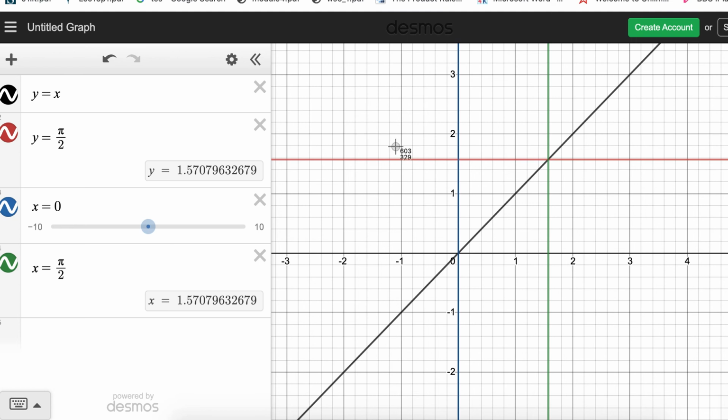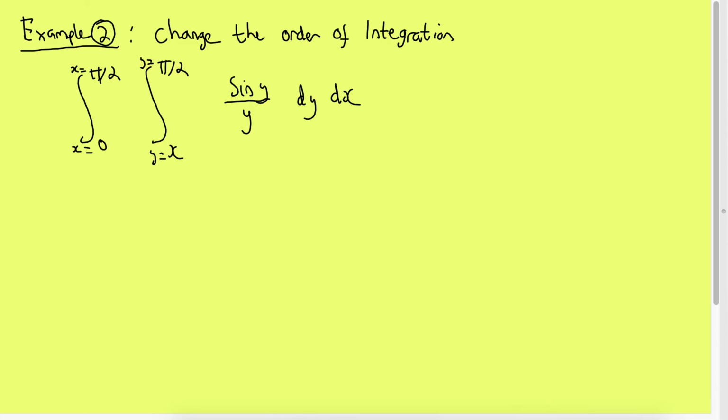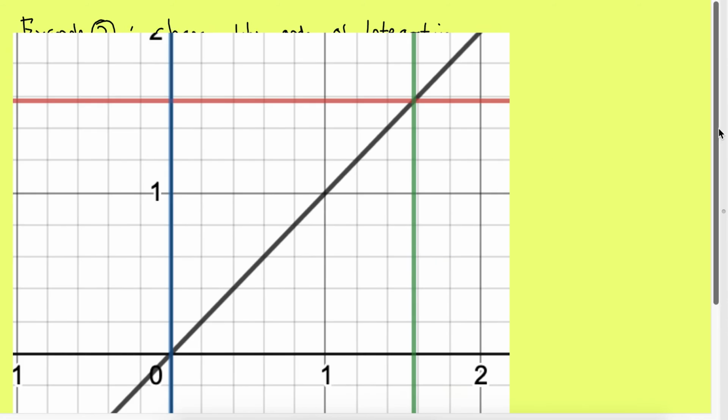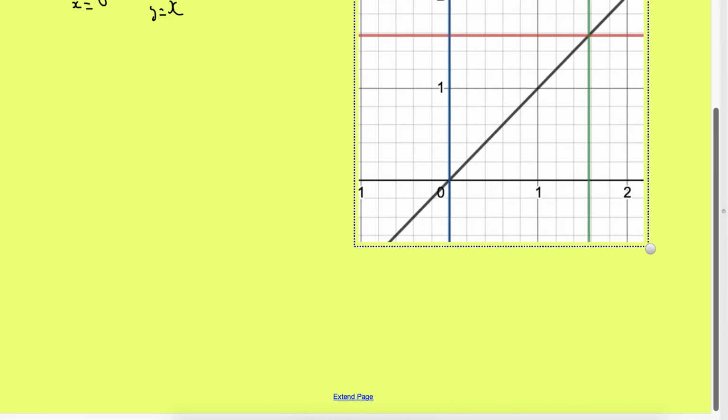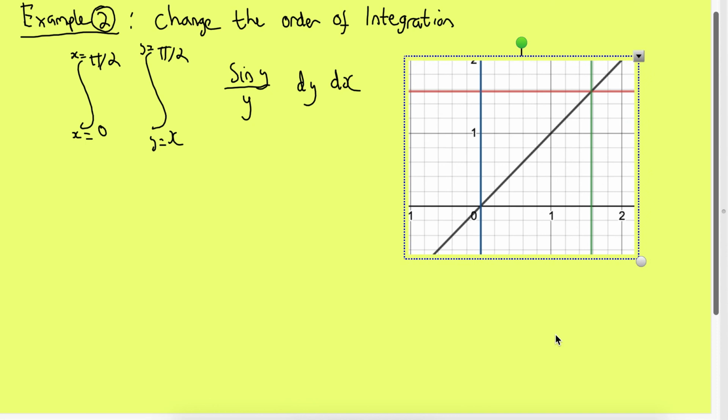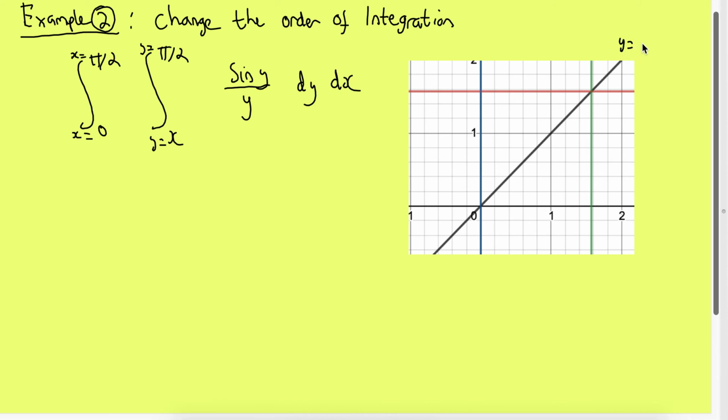Maybe I don't like how big a picture I've taken in that, maybe take a wee bit smaller. Right, so that's my diagram as I have it. Right, so let's label what we've got. So this black line here is y equals x. Right, this red line is y equals pi by 2. Right, that blue line there is x equals 0. And that green line there is x equals pi by 2.